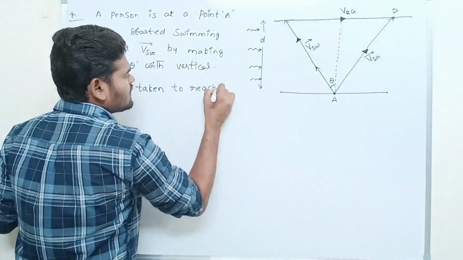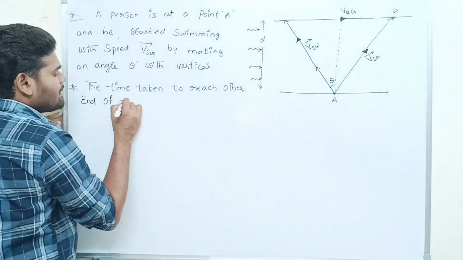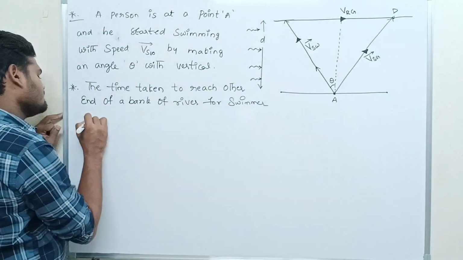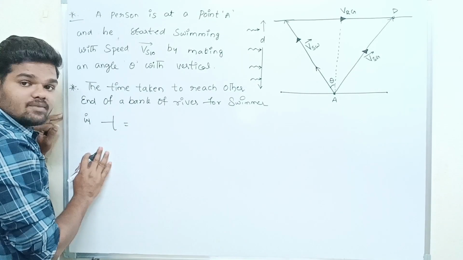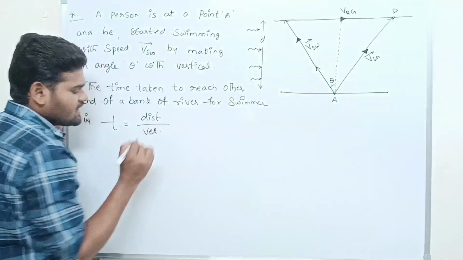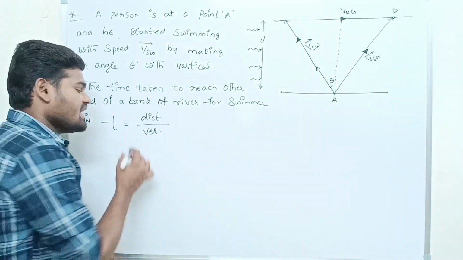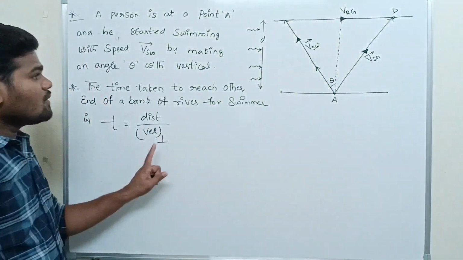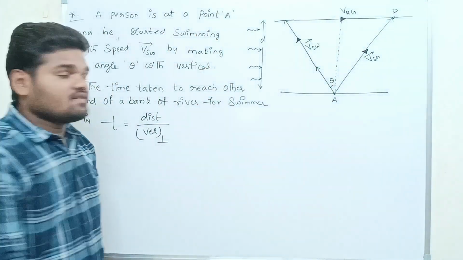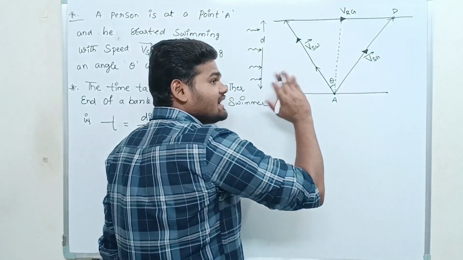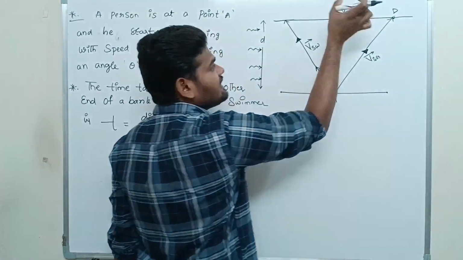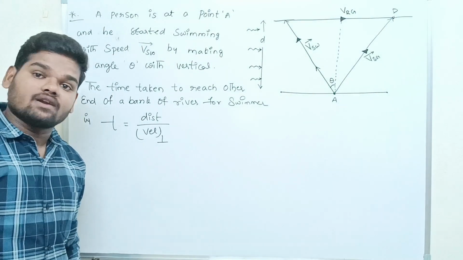Okay, now the time taken to reach the other end of the bank of the river for the swimmer is... So what is time? Simply, time is nothing but distance by velocity. Which velocity do we have to take? We have to take the velocity perpendicular to the velocity of the river with respect to ground.